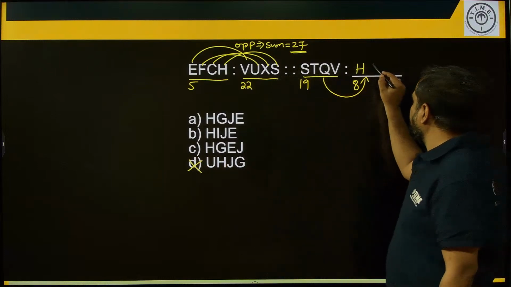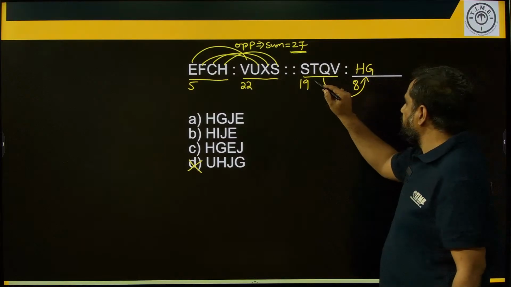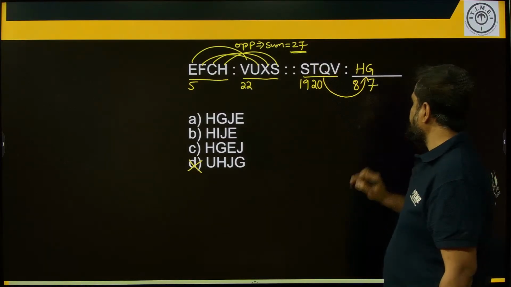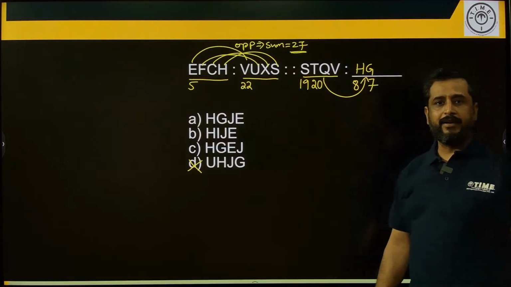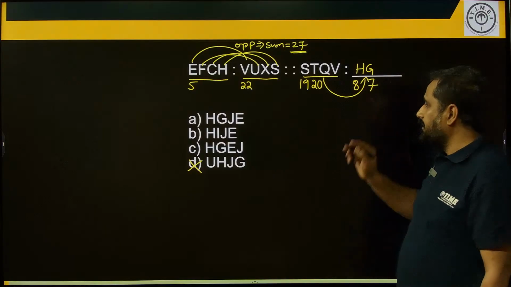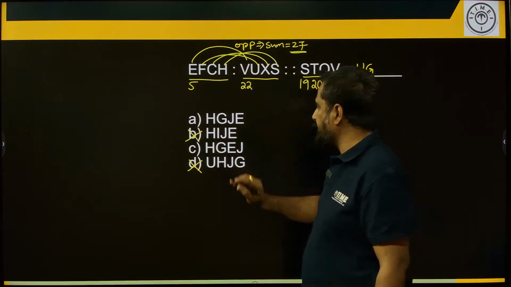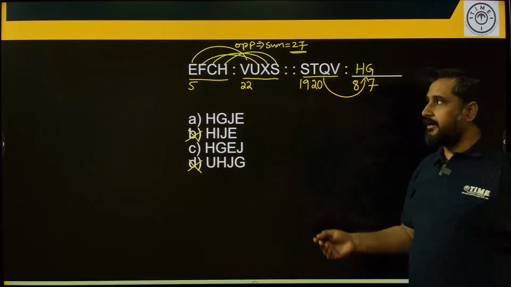T's opposite letter is G. T position value is 20. In order to get 27, a 7 needs to be added. And the 7th letter in the English alphabet is G. So HG. How many options are available? Option B is also ruled out. Now AC are available. Now check the third letter.